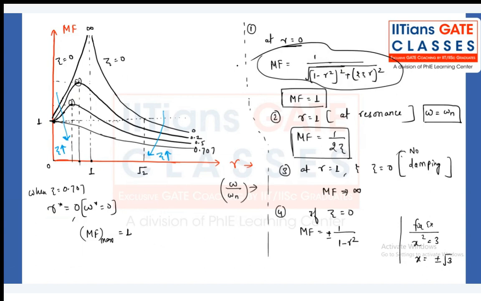Third conclusion, when R is equal to 1 and zeta is equal to 0, there is an ideal case, the undamped case, no damping case, and the magnification factor value will be infinity. You see that. What is the value if zeta is equal to 0 but R is not equal to 1? Then you are going to get plus minus 1 upon 1 minus R square.